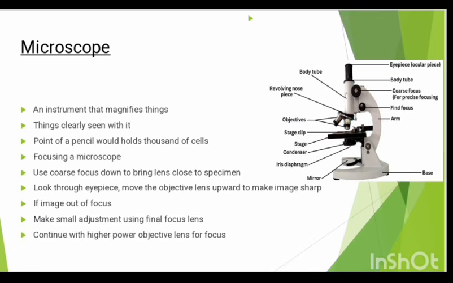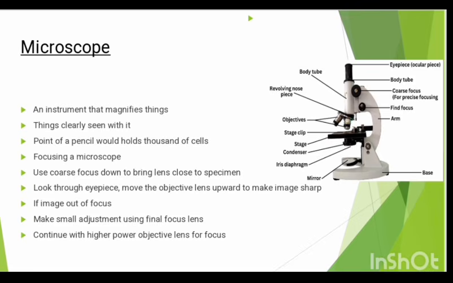Okay, now we will understand how to use a microscope. Okay class, look at the picture in the slide. You can see a label as coarse focus. Coarse focus is basically a rotator that is used to bring the lens down as close as possible to the specimen without touching it. Specimen is the sample we are observing in the slide on the microscope.